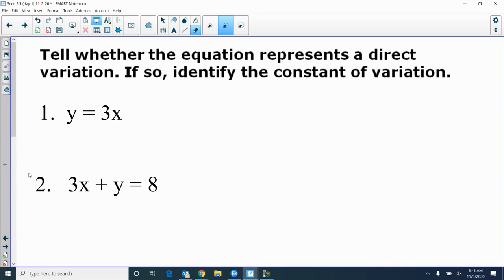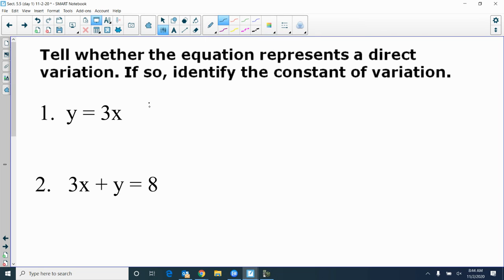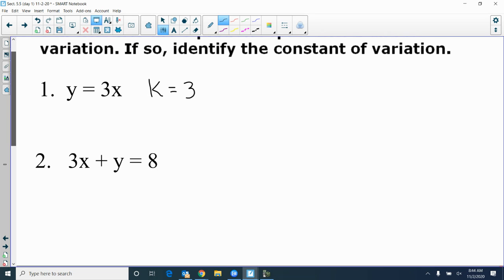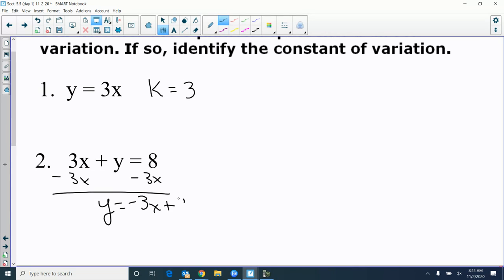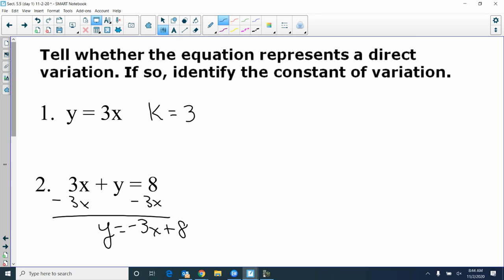So for number 2, what would we have to do in order to easily tell if I have a direct variation? Zach? You have to subtract 3x from both sides. All right, I would subtract 3x from both sides, solving for y. After I do that, do I have direct variation? No. Why not? Because it has a subtraction. We're going to add 8 onto whatever we multiply, so that would not be a direct variation. Yep, you can just have the x part. If you've got a plus or minus anything, it's not direct variation.